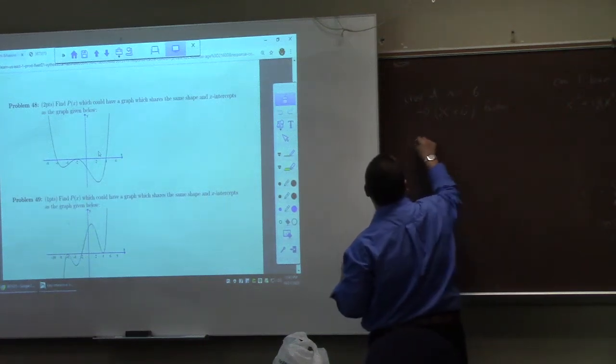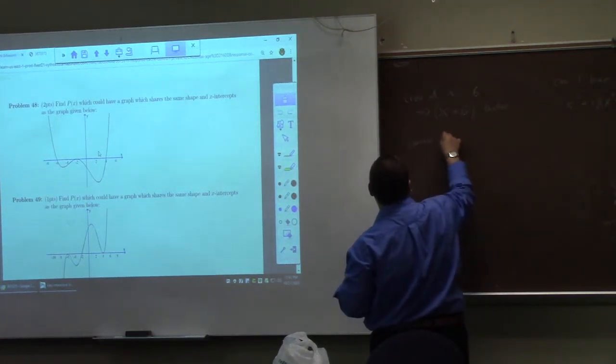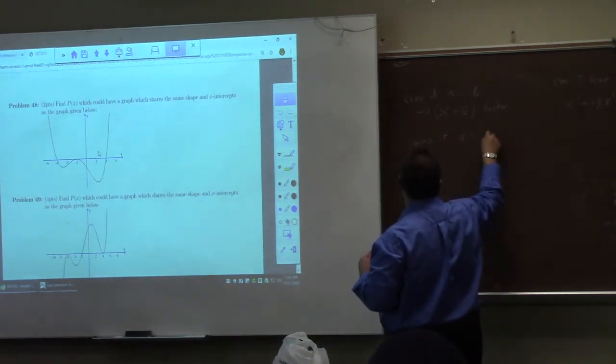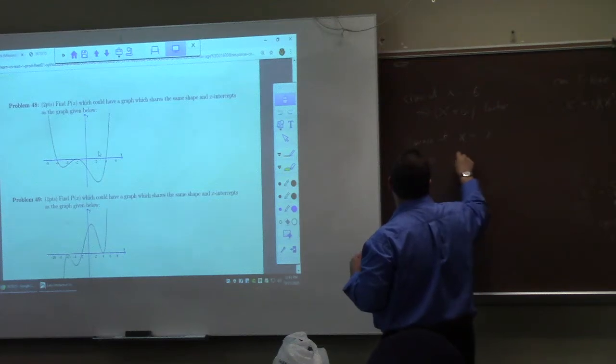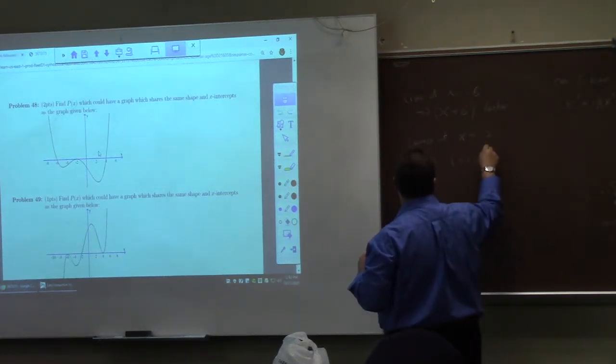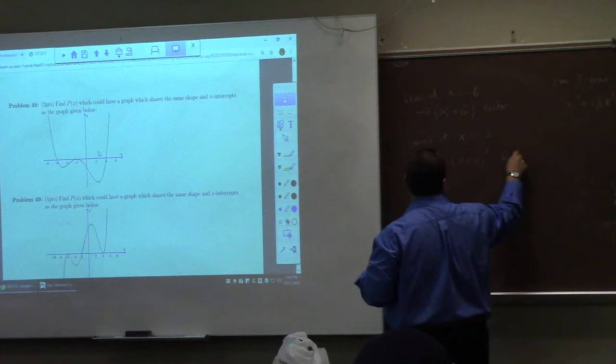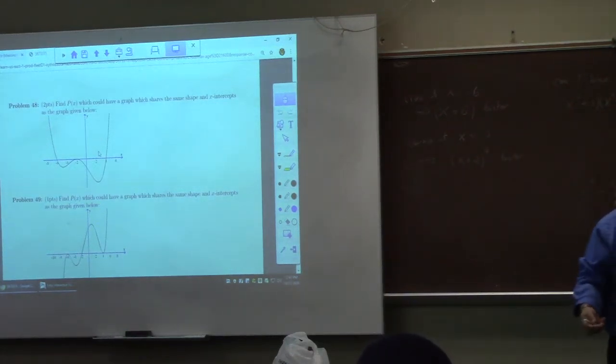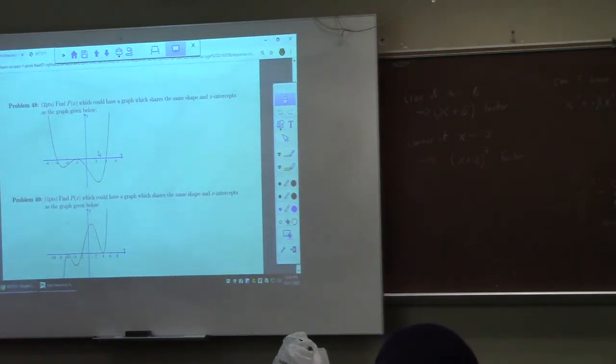The bounce at x equals -2 suggests a x plus 2 squared factor. Or, of course, it could be x plus 2 to the 4th, right? Could be x plus 2 to the 6th. It has to be even, though, because it bounces, right? And likewise, for the first one, it could have been an x plus 6 cubed, right? It could have been a 5th power, right?